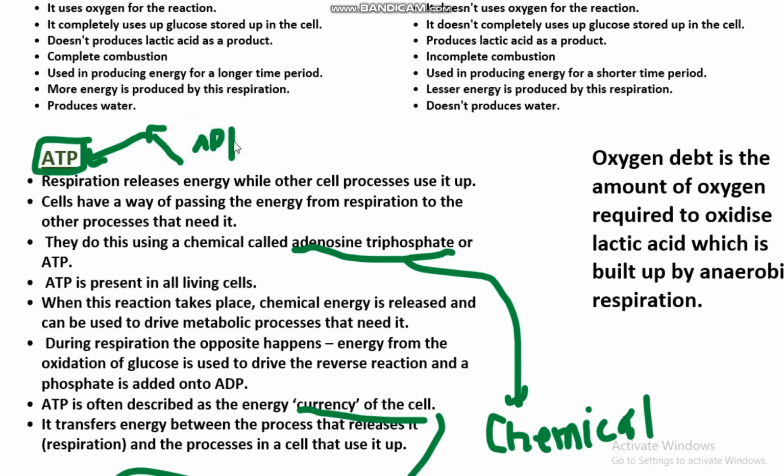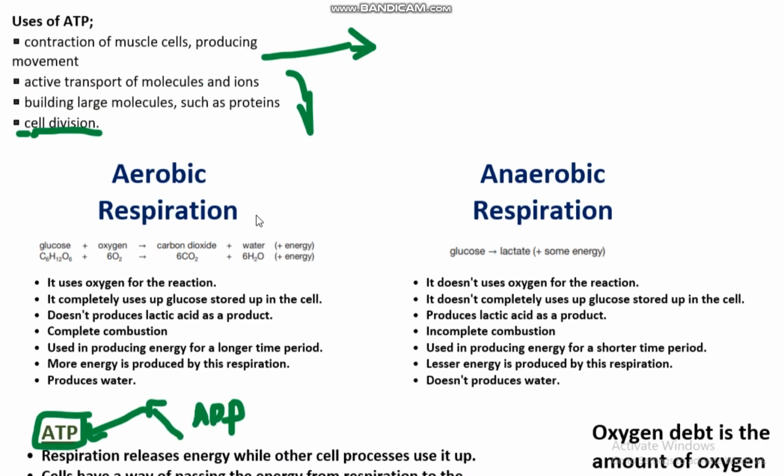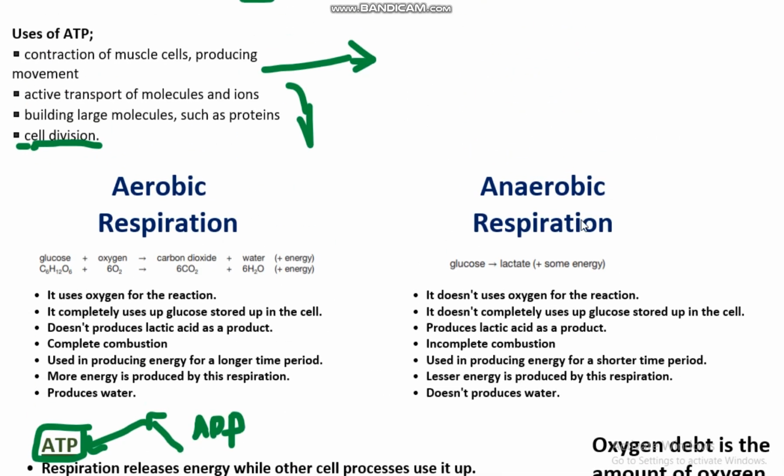It is not that necessary to learn about this, but you should know that ADP is important too: when ATP is converted to ADP, energy is released, and this energy is used to power other reactions. Aerobic respiration and anaerobic respiration are the two types of respiration which take place in our cells, and I will be discussing this right now.